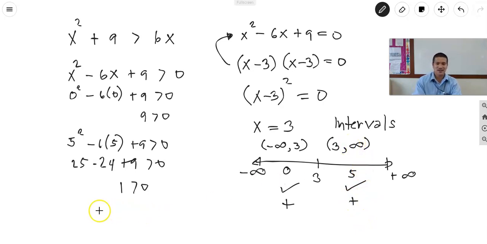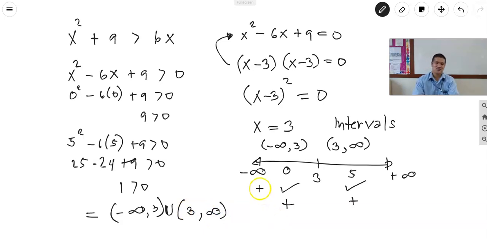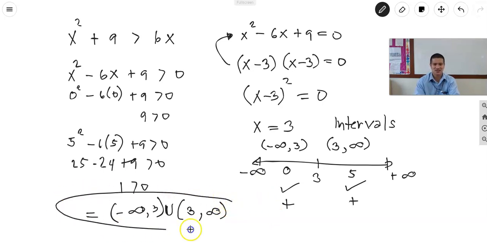So your answer here is negative infinity to positive 3, union, so united, right? United with 3 to positive infinity. Got it? So these are the solutions of that inequality. Next, let's go to the next example.